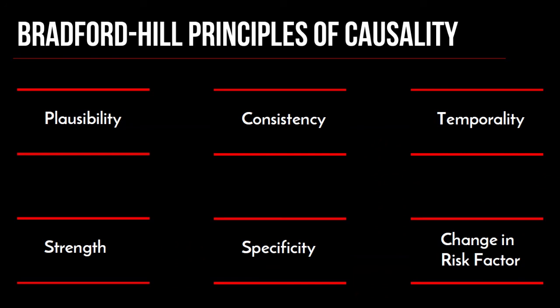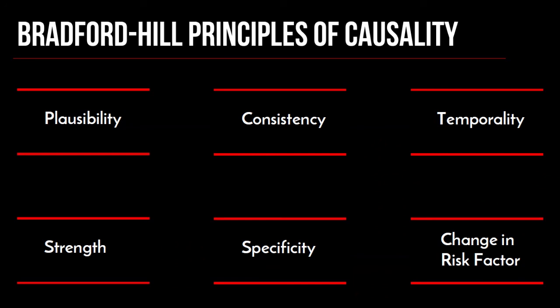Consistency, that there's replication. So for example, in genetic studies, that you can replicate genetic experiments in different places, at different times, using different models as well. And I think one good example of consistency is BRCA1, the BRCA1 variant, which gives you a 50 to 75% risk of breast cancer. That's an example of a consistent association that we can see is causal.